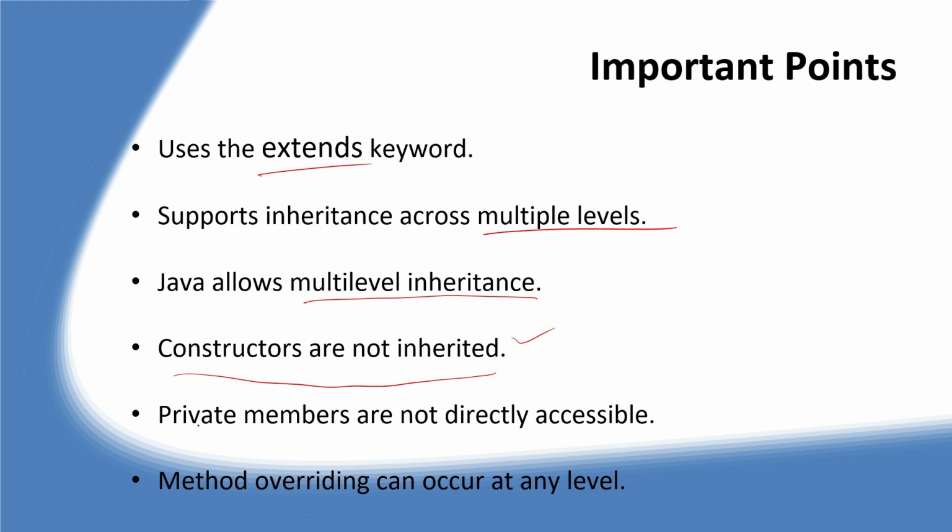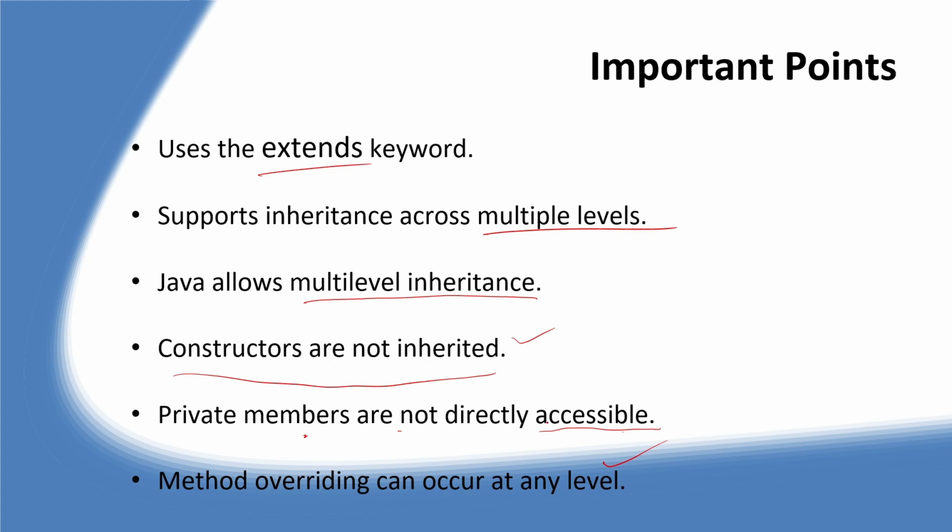Private members are not directly accessible. What does it mean? We cannot access private members directly. Instead, with the help of getters and setters, we can utilize the private members. Method overriding can occur at any level. That is correct. The property and behavior of the parent class which we want to modify and update, we will override in the current class.